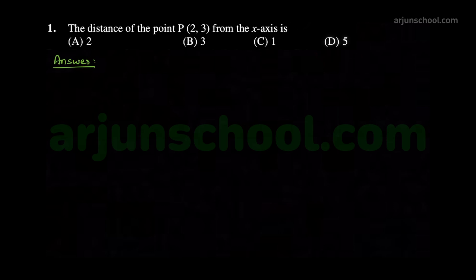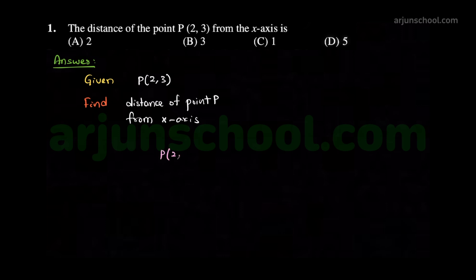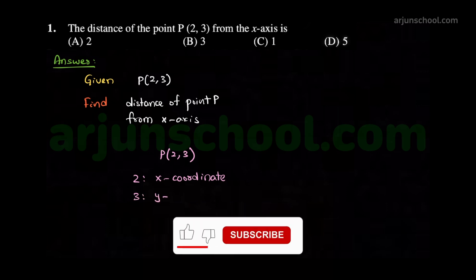Answer. We are given a point P (2, 3). We need to find the distance of this point P from the x-axis. Now let us see what this point P (2, 3) means. In this point, 2 is the x-coordinate and 3 is the y-coordinate.